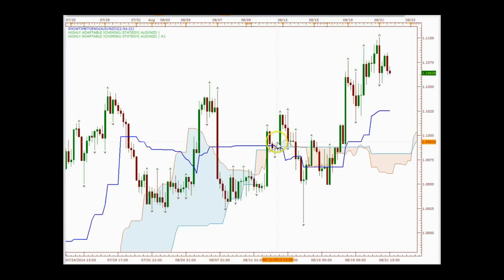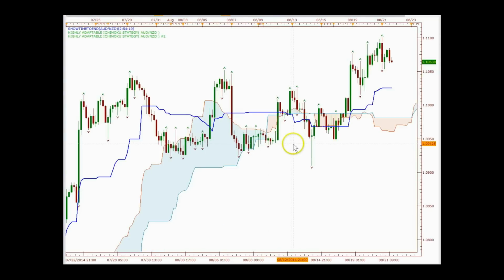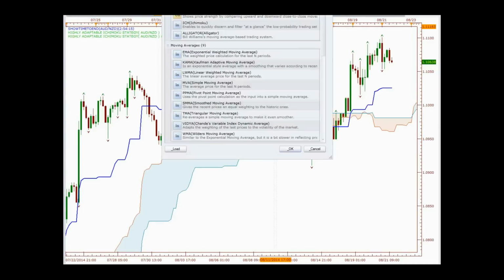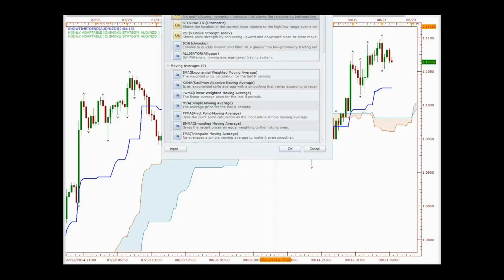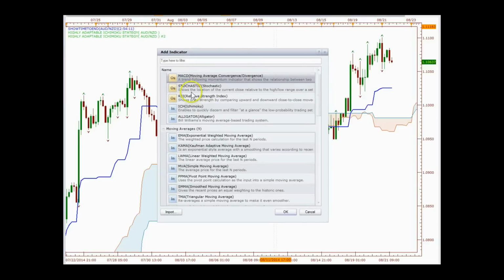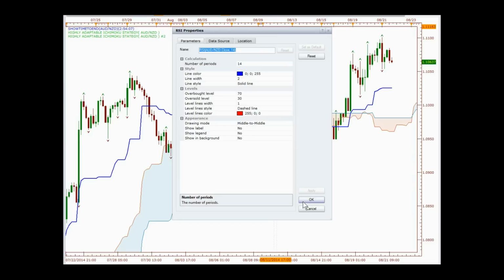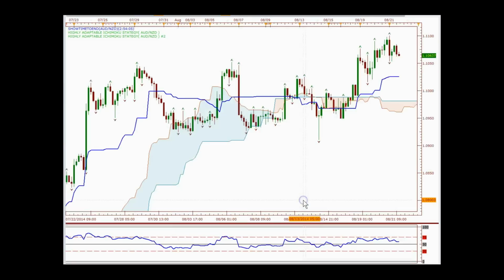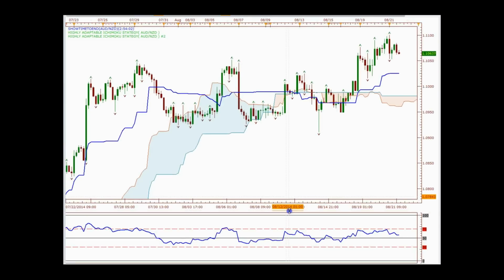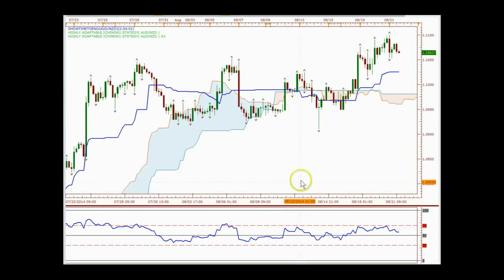So we'll look at other indicators and see how they match up with this, and we'll do it on different charts. Okay, so let's add the RSI, and we'll look at that first.